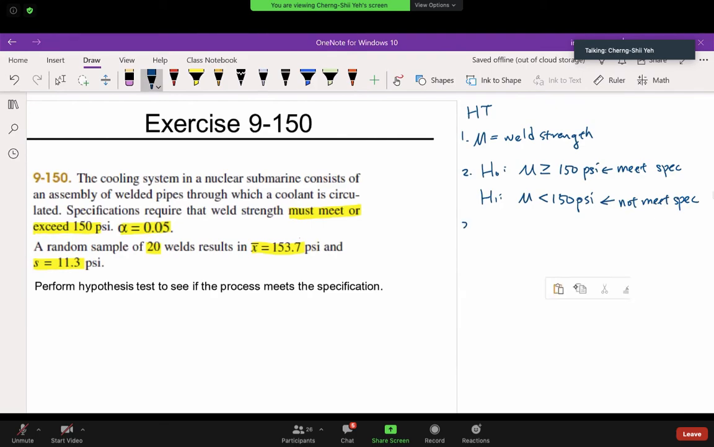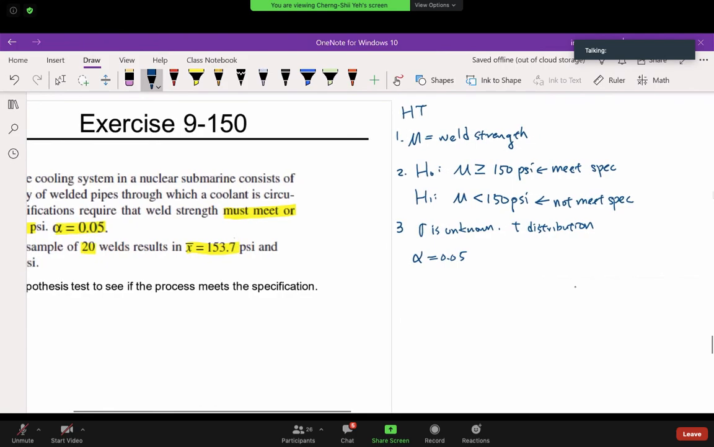Very important. Step 3. Do we know anything about the population standard deviation? No, population standard deviation is unknown. So in this case, we'll use the Z distribution. Oh, sorry, T distribution. Okay, alpha is 0.05. One-sided lower bound based on the way we write our alternative hypothesis.